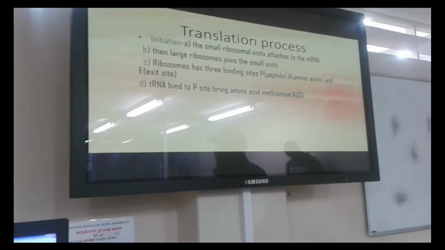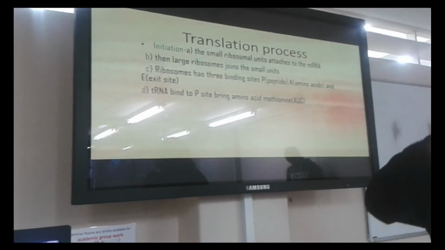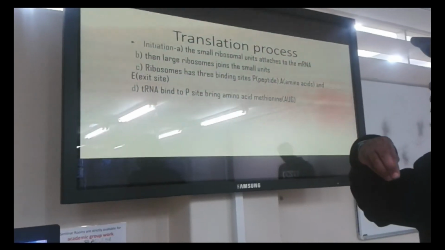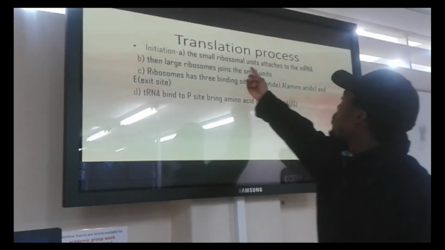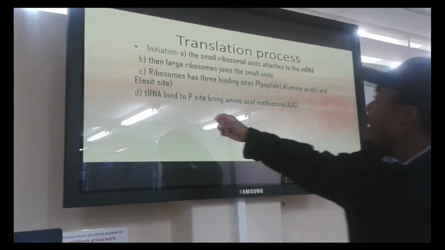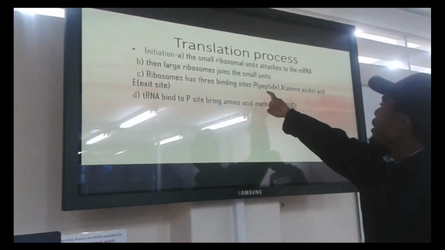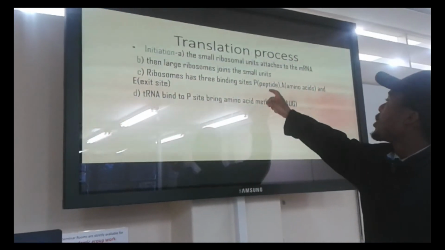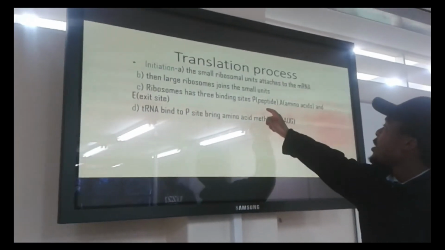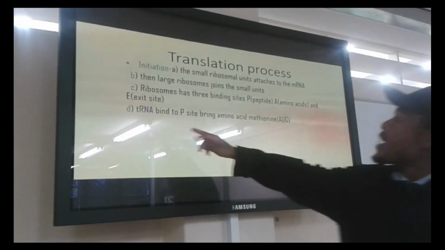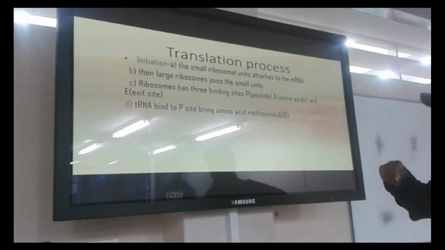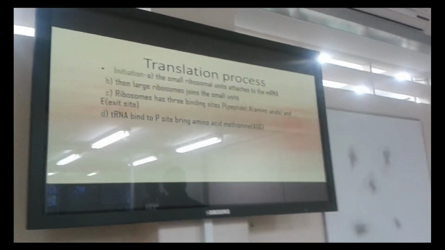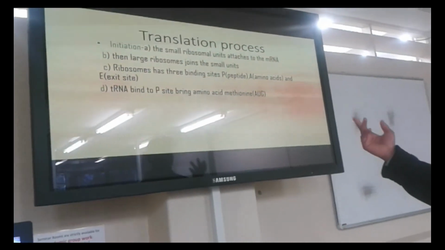The E site is where tRNA binds after it transfers amino acids. So the small ribosomal unit attaches to the mRNA, and then the first amino acid becomes attached at the peptide site, and the large ribosomal unit joins. Then the tRNA binds to the P site, bringing the amino acid methionine, which is AUG.